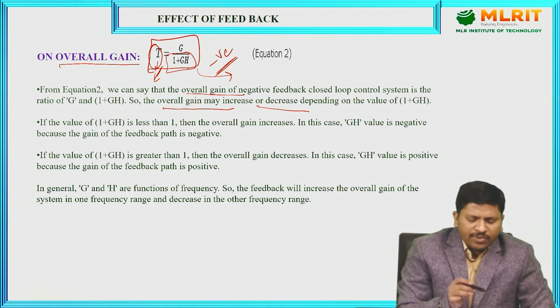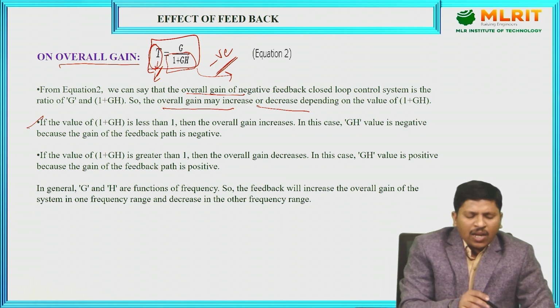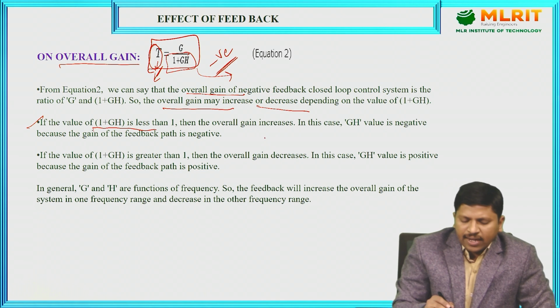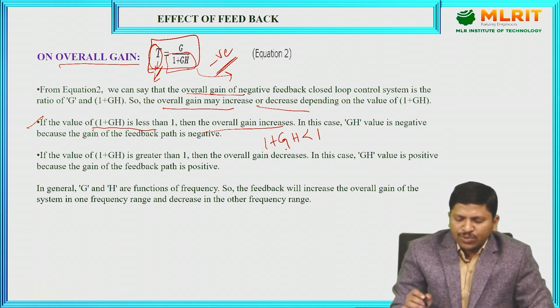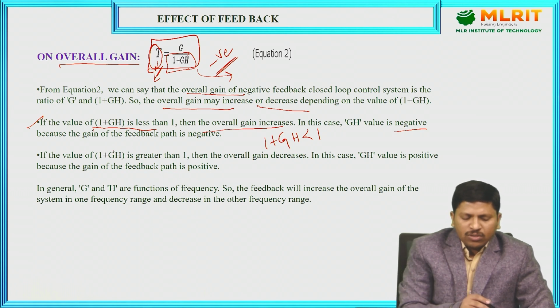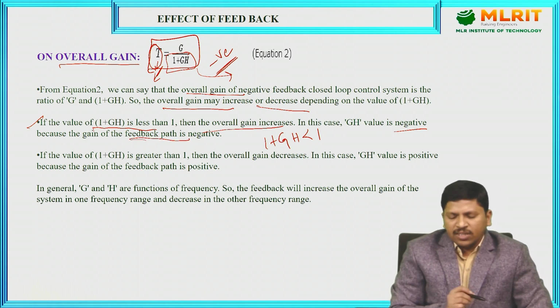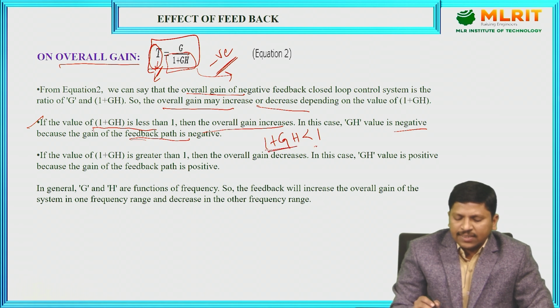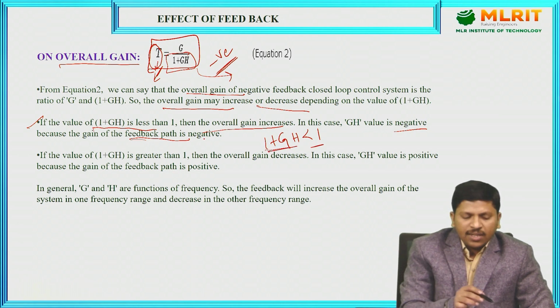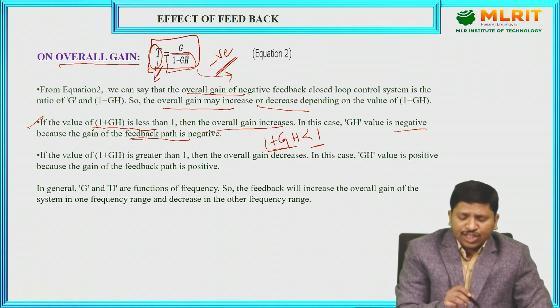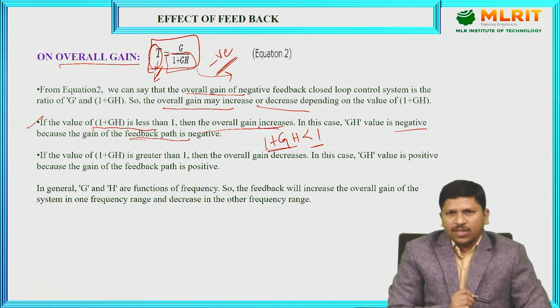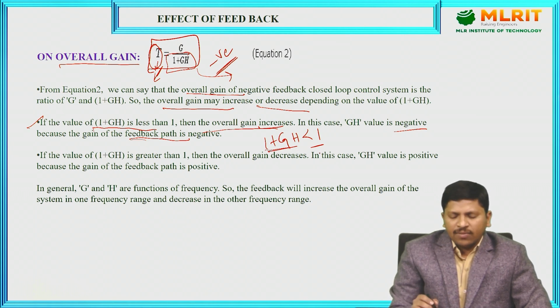For the first case, I consider the condition where 1 plus GH is less than 1. In this condition, the overall gain will increase, because the GH value is negative, so the feedback path gain is also negative. When 1 plus GH is less than 1, the overall gain of the closed loop transfer function, or the overall gain of the system, is going to be increased.